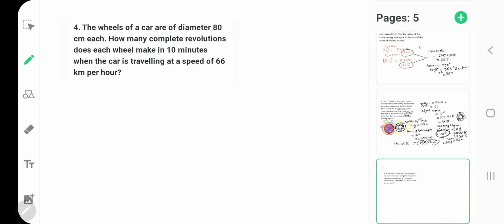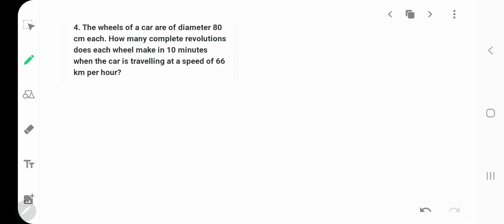Next is the wheels of a car. The wheels of a car are of diameter 80 centimeter each. How many complete revolutions does each wheel make in 10 minutes when the car is traveling at a speed of 66 km per hour? Now my dear kids, diameter is given as 80, so that means radius will be 80 upon 2, that is 40 centimeter. Clear? Now if I'm taking a revolution, it means you have to go for circumference.